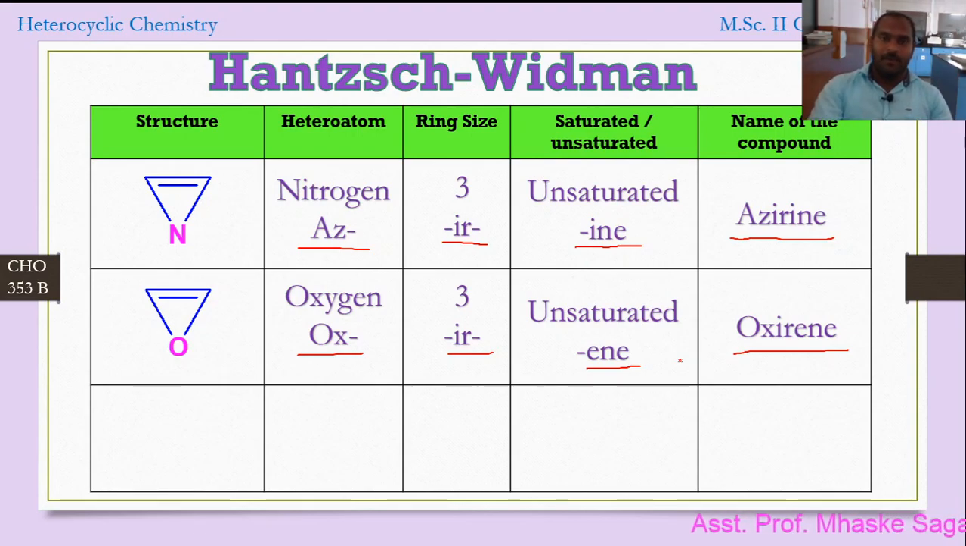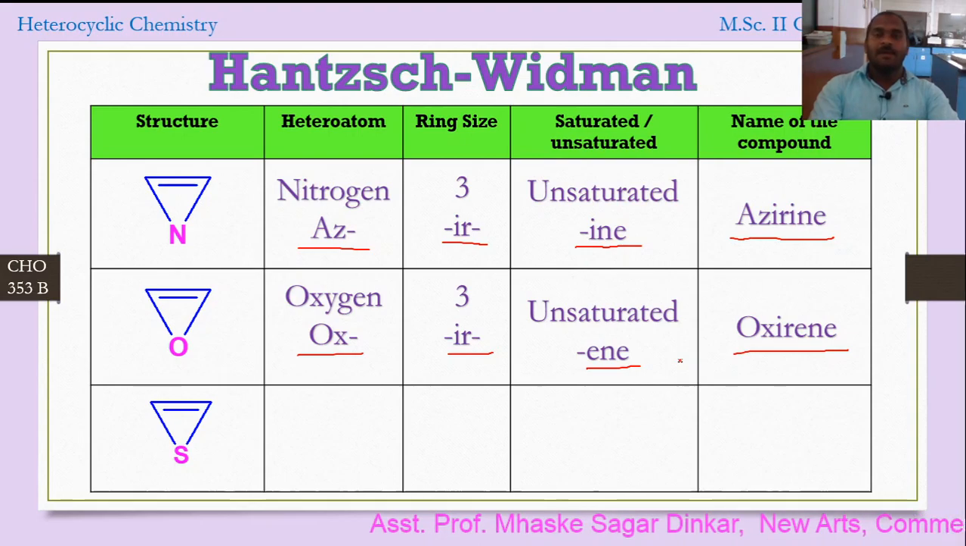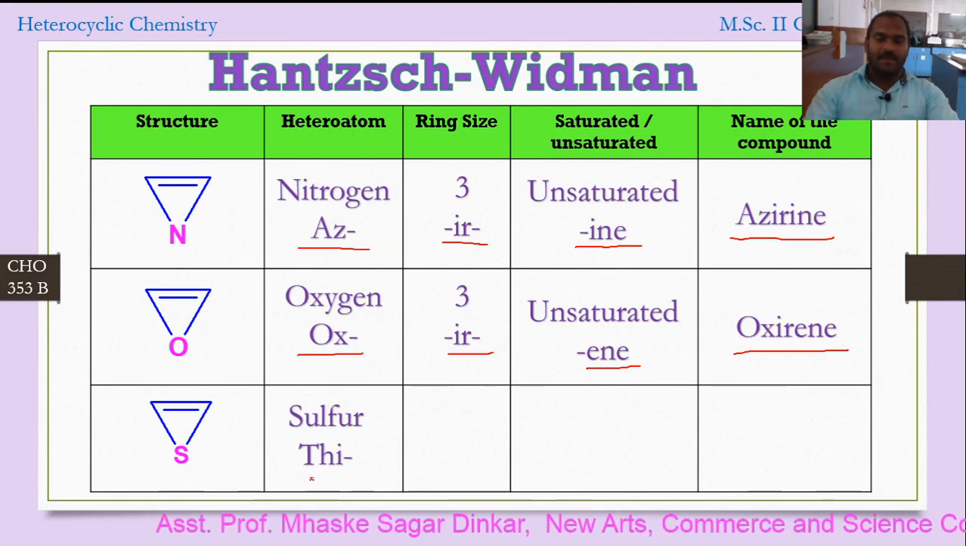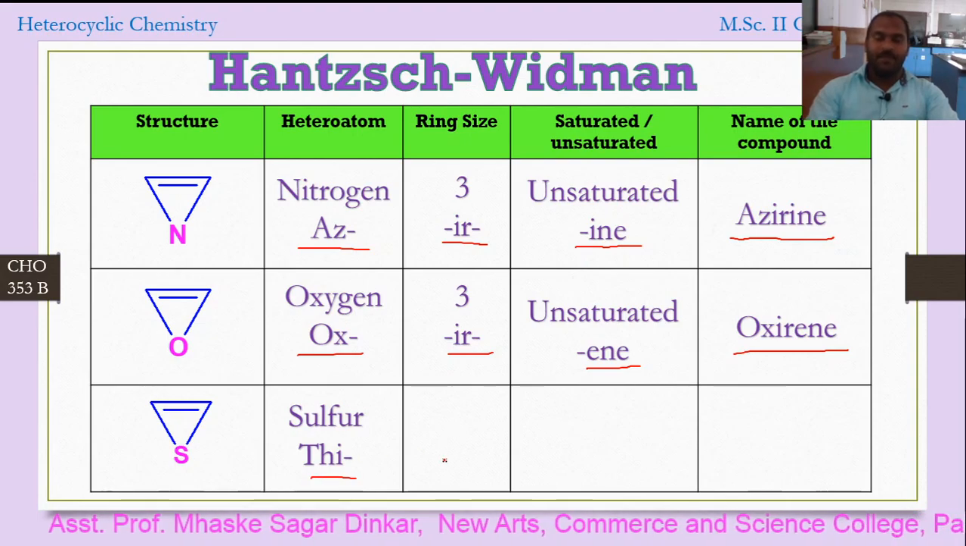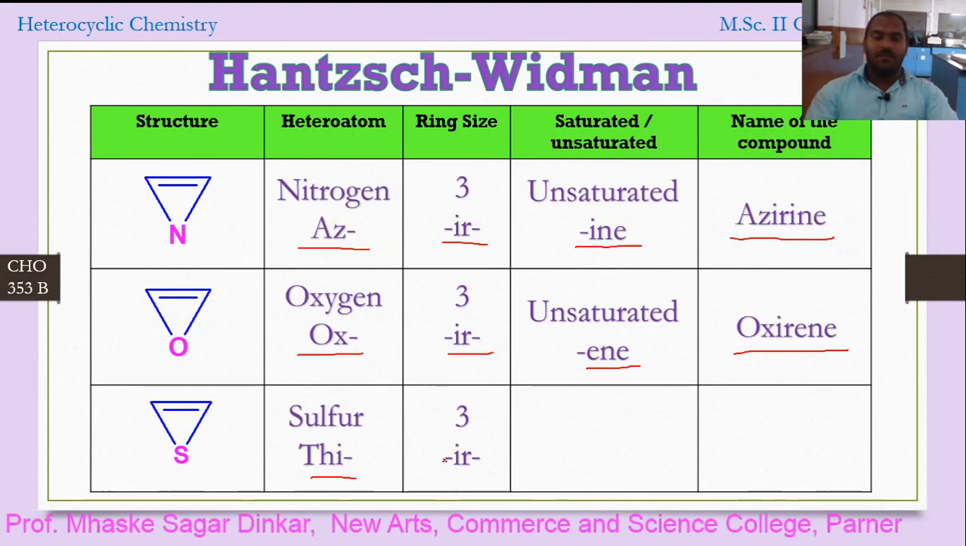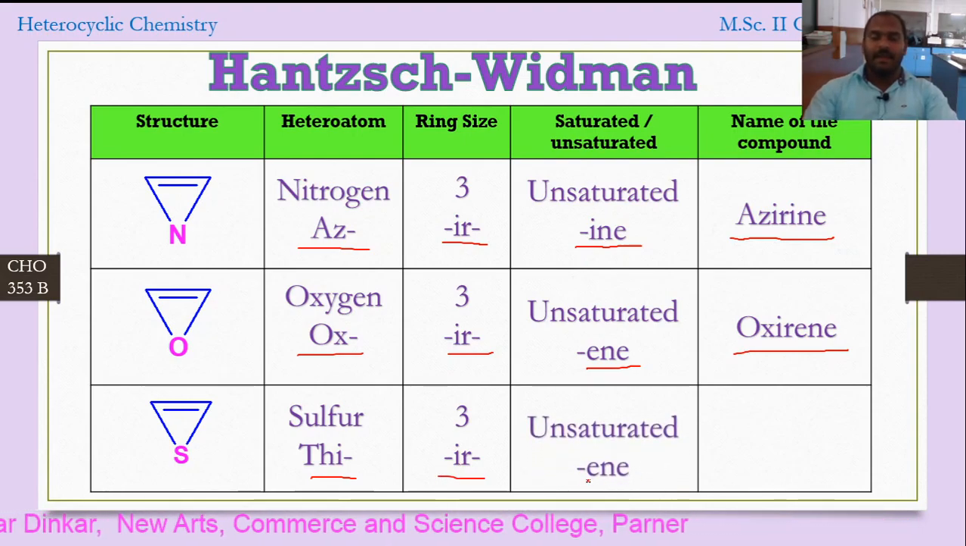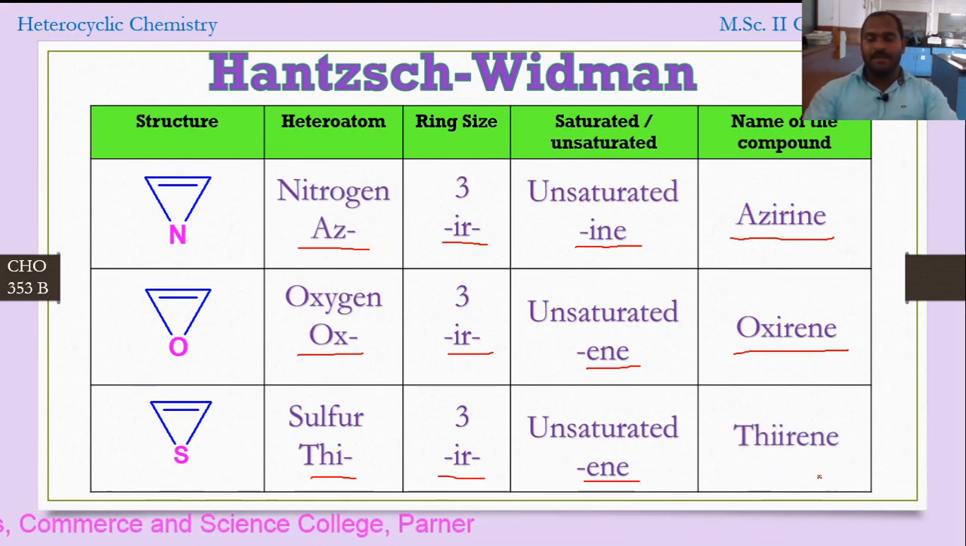Now what will be the last possible structure with this? The next possible structure is a three-member ring having a sulfur atom. So sulfur, therefore thia; three-member, therefore IR; and unsaturated, therefore E. So what should be the name? The name is thyrene, right? So we have these names for the different compounds.